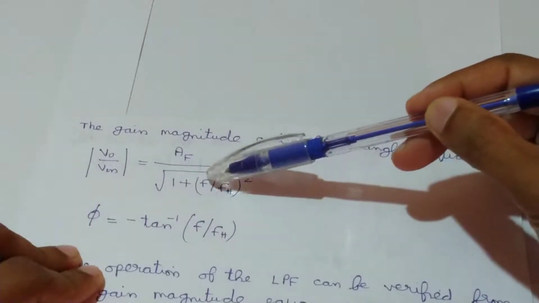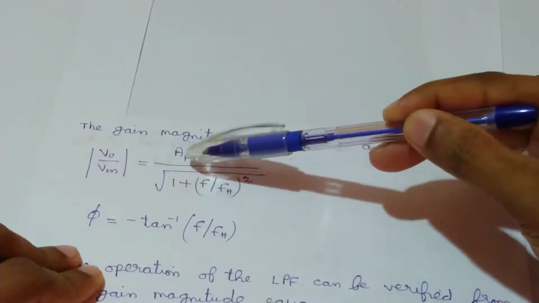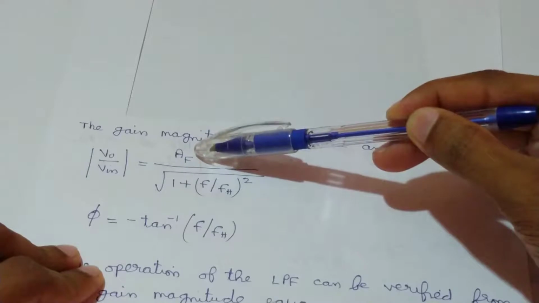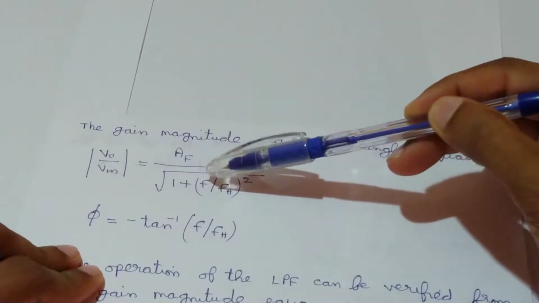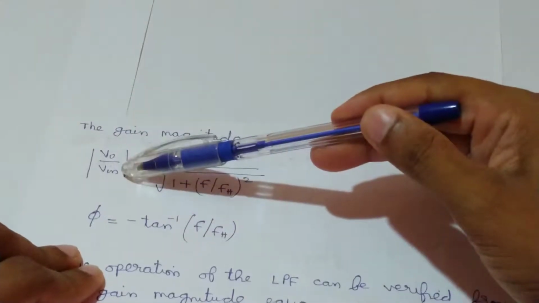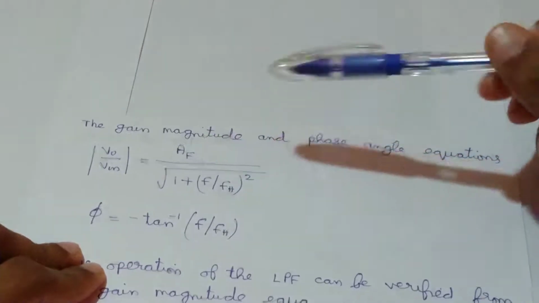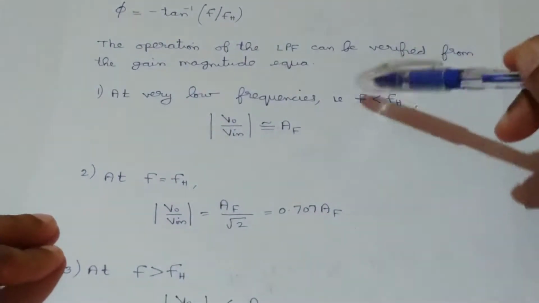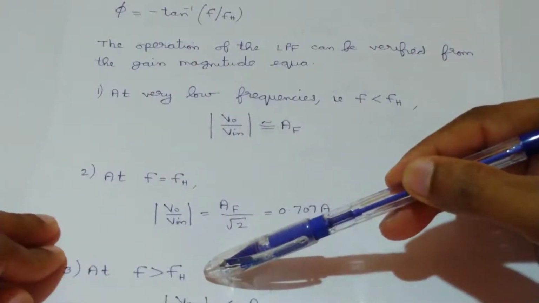So af divided by a large value will give a value less than af. So when the frequency f is greater than fh, this v out by v in value will be less than af. Then considering these three conditions, we can plot the frequency response of this low pass filter.